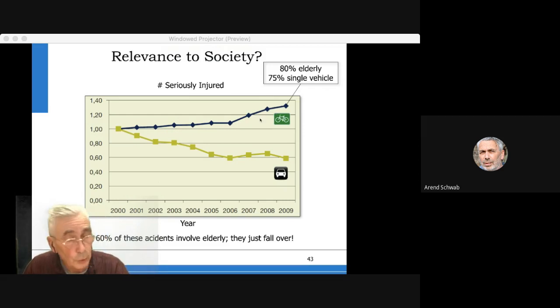It has to do also, of course, with exposure, because people are getting older and staying longer on the bike. But if you look in detail, 80% are elderly, and they are not hit by a car or a truck. They just fall over. 75% of these accidents are single vehicle accidents, meaning they just fall over with their bike. And of course, the bike stability plays an important role there. The control, the handling, the stability. So that is actually relevant for society.